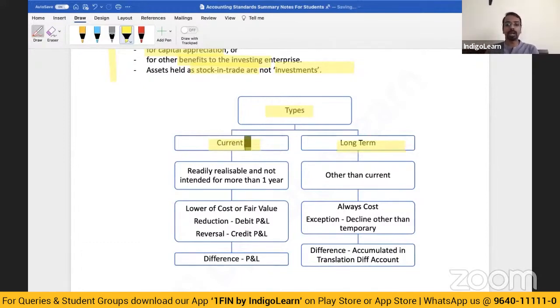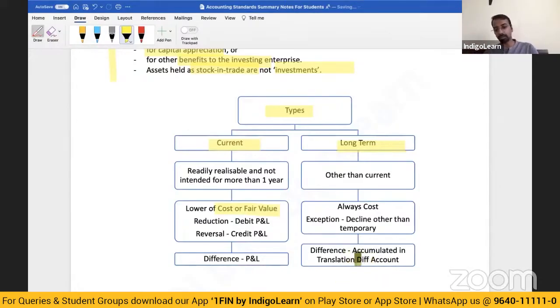What is current? Current means it is readily realizable and not intended for more than 1 year. If you want to sell it off within 1 year, then it is current. Otherwise, it is long term. If it is current, you will value it at lower of cost or fair value. Difference will go to P&L.